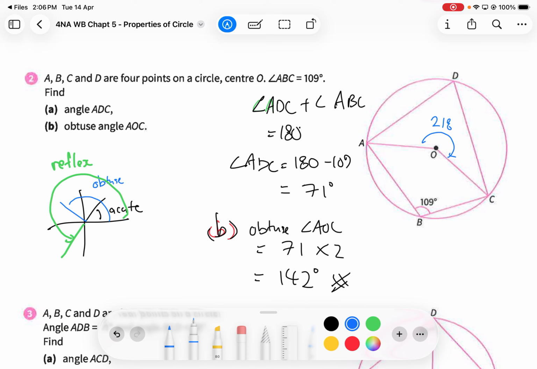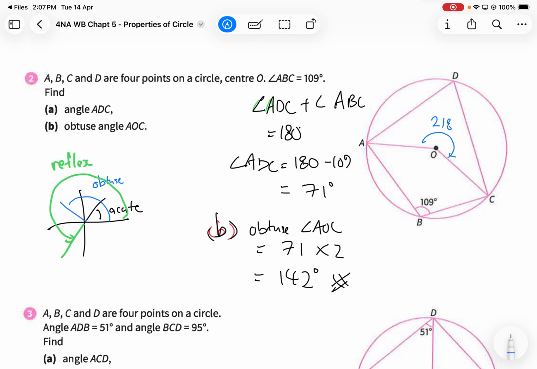Then if you know this already, you can also find this as 360 minus 218. Then you will get 142 over here. Same one. Okay? So there is more than one way of finding what they want you to find. But for this one, they guide you. They help you find ADC. Then after ADC, you find AOC.